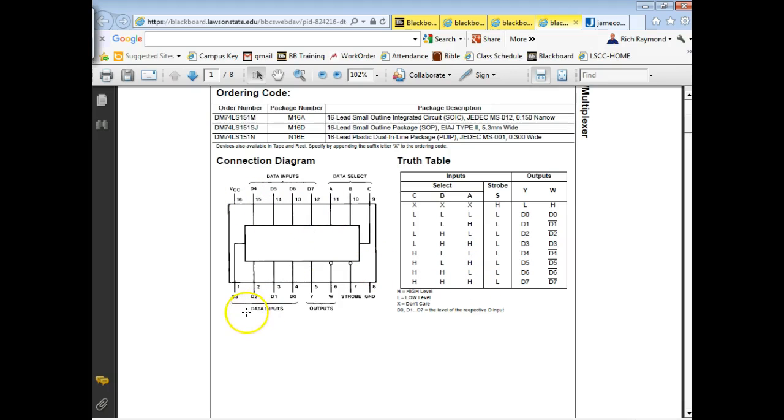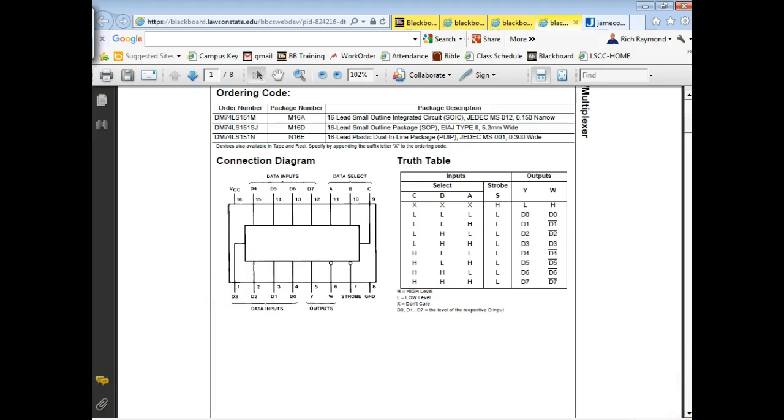Here's my data input. So data inputs. This is what data you want to multiplex. So whatever I would put, one of my signals I want to multiplex would be on D0. Then one would be on D1. One would be on D2, D3, D4.